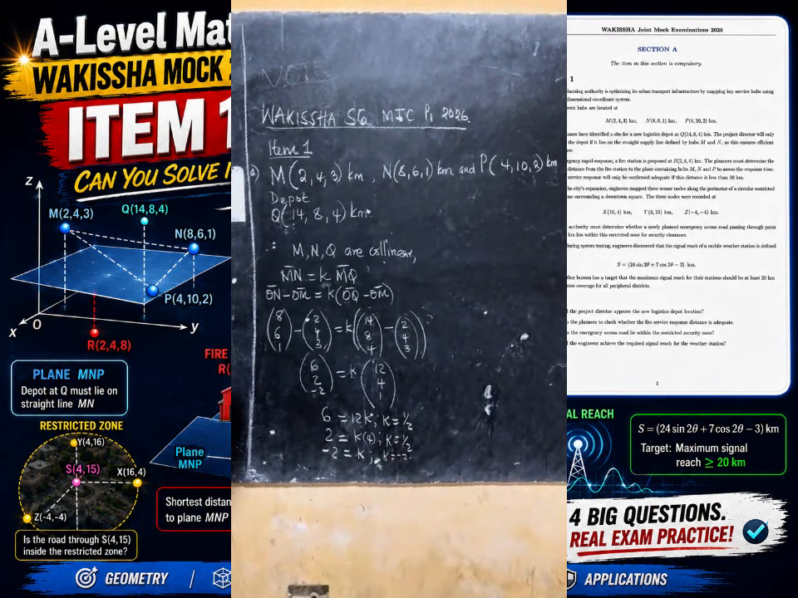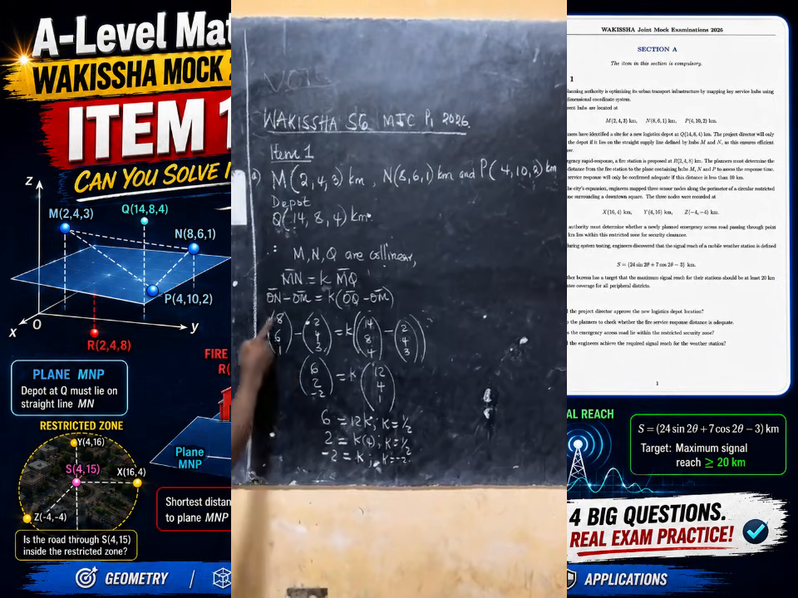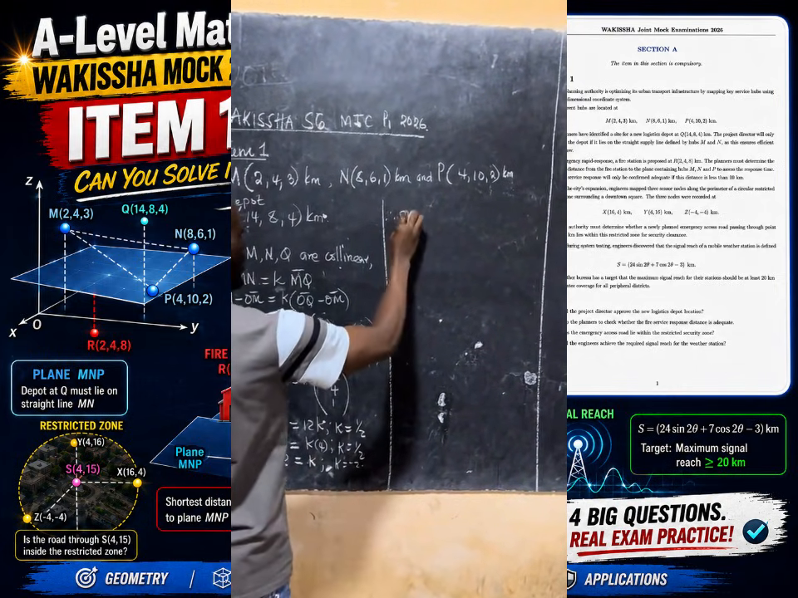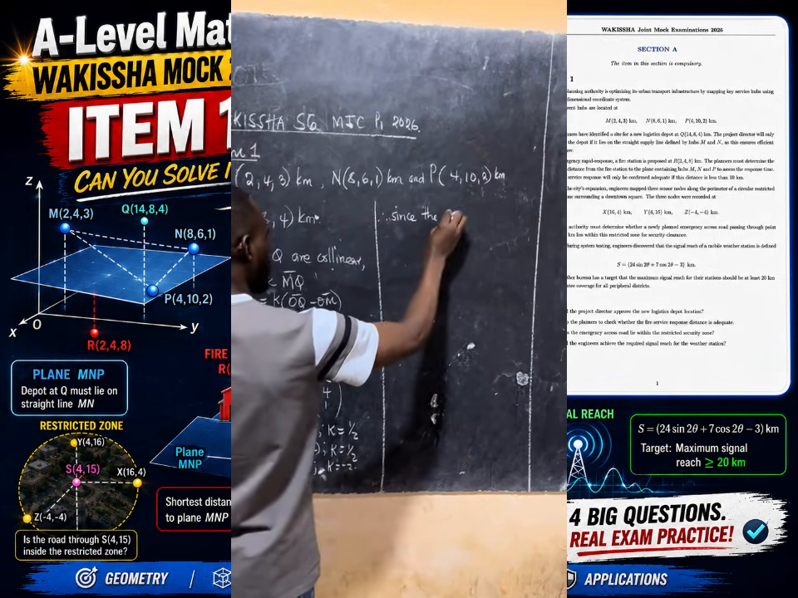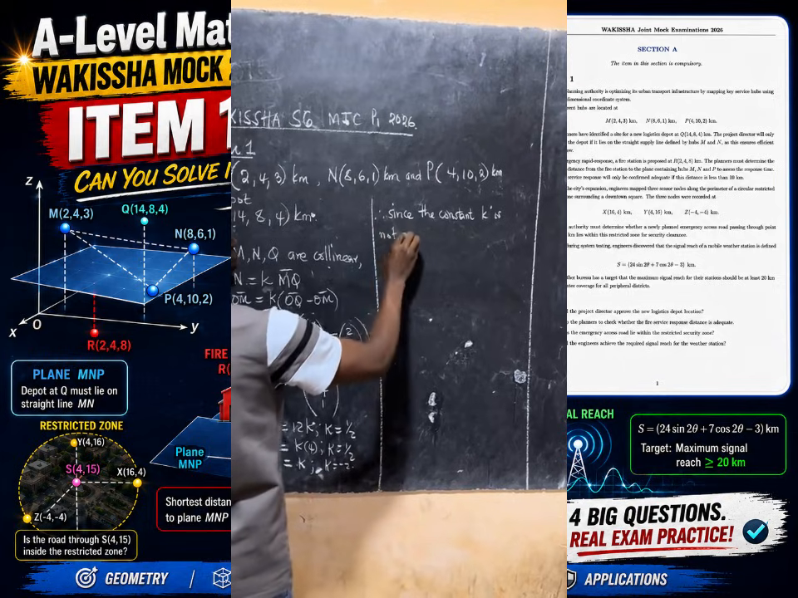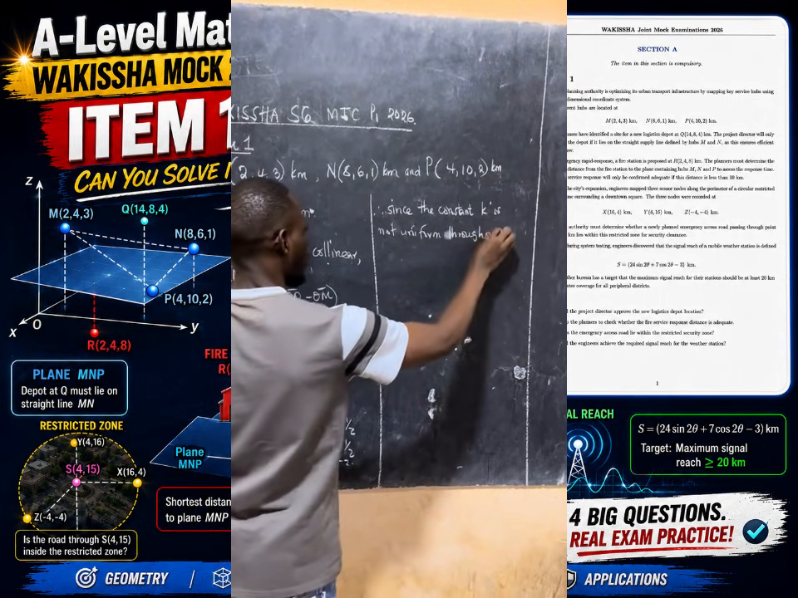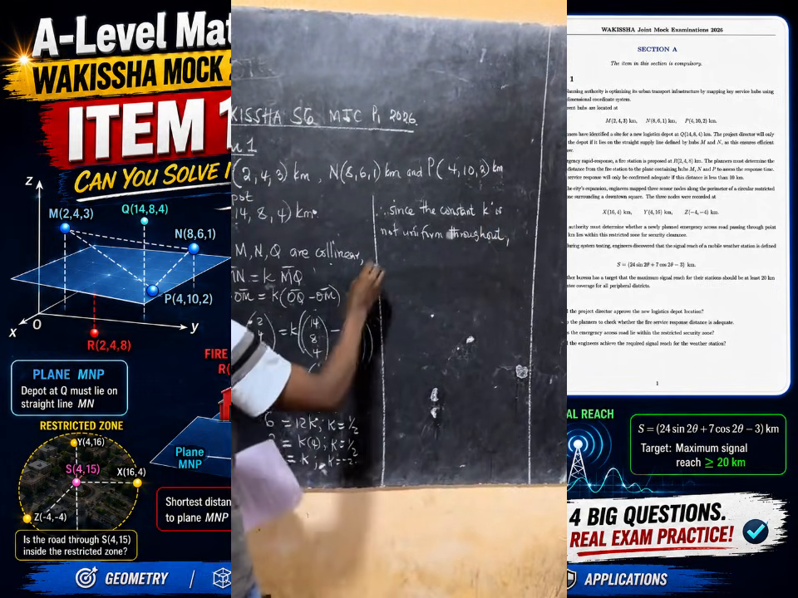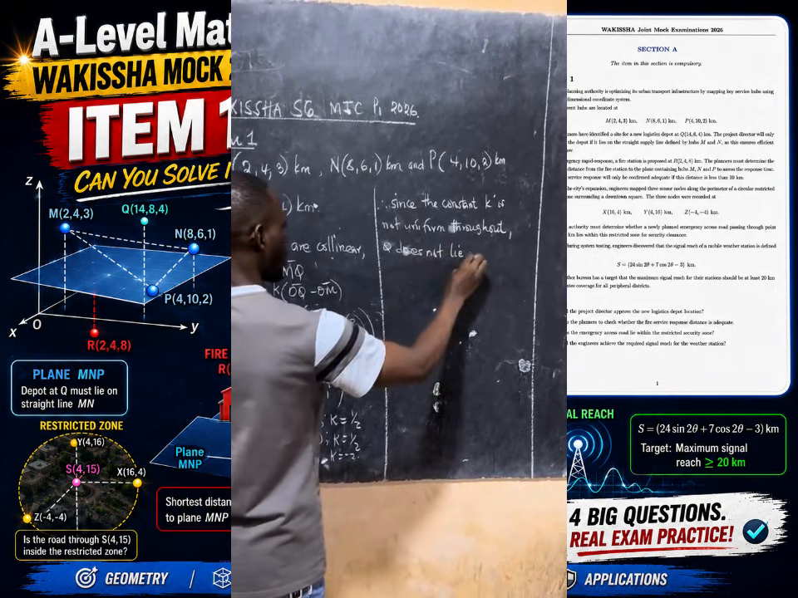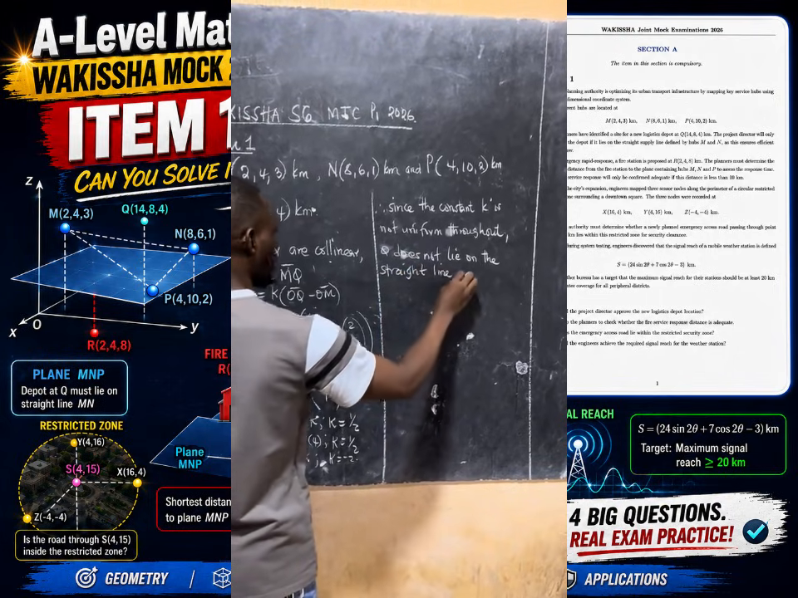So this signifies that since the constant is not the same throughout, point Q does not lie on a straight line with M and N. My conclusion will be: therefore, since the constant k is not uniform throughout, or is not a constant for all x, y, and z, Q does not lie on the straight line with M and N.